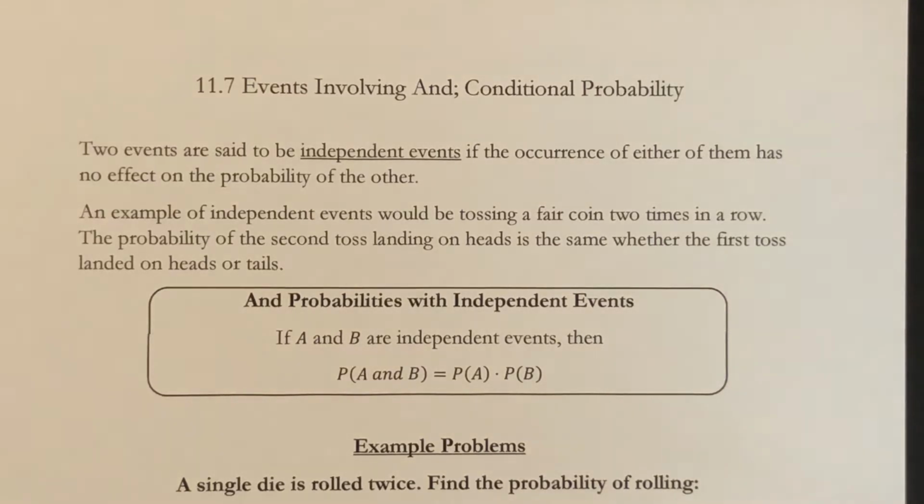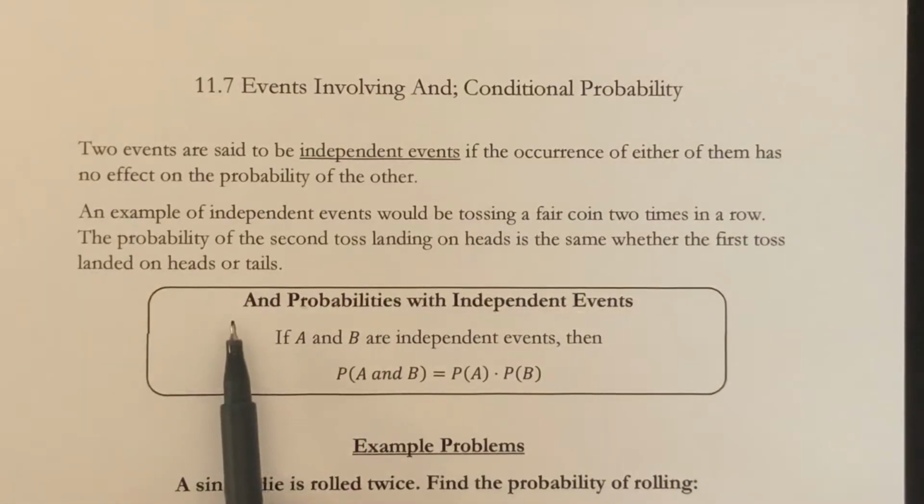11.7, events involving and conditional probability. Two events are said to be independent events if the occurrence of either of them has no effect on the probability of the other. So, for example, if we're tossing a coin 2 times in a row, the probability of landing on heads the second time is the same no matter what we landed on the first time. So those would be independent events.